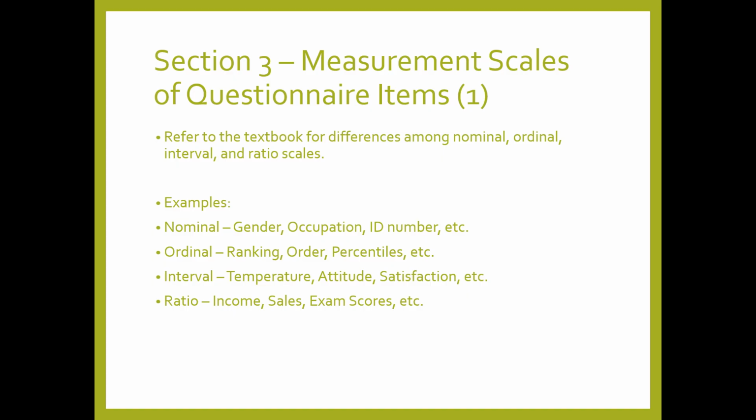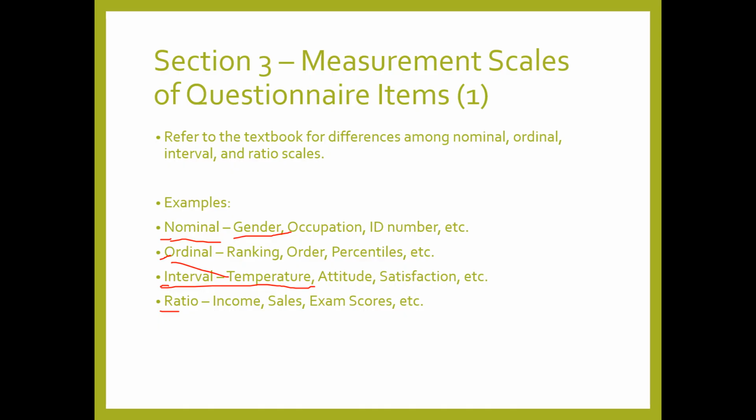And we have a lot of questions about NOIR, right? That's what your AW1 focuses on. A lot of questions ask about that. Remember, N means nominal. Last time we mentioned it, right? Like gender, occupation, ID number, etc. Ordinal is ranking, order, percentiles, etc. Interval, remember, temperature, attitude, satisfaction.